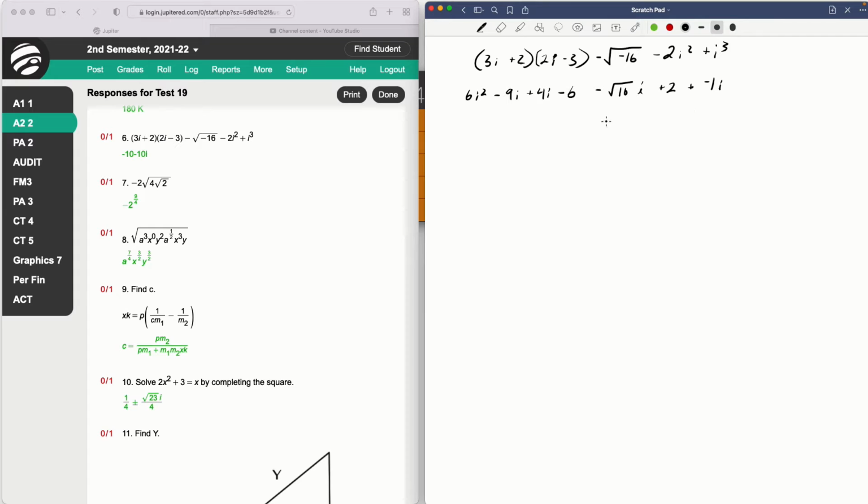So now we're going to solve this one. That's going to be a 4, negative 4i. So this is going to be a negative 1 because i squared is negative 1. So 6 times negative 1 is negative 6. And then we have minus 9i plus 4i minus 6 minus 4i plus 2 minus 1i.